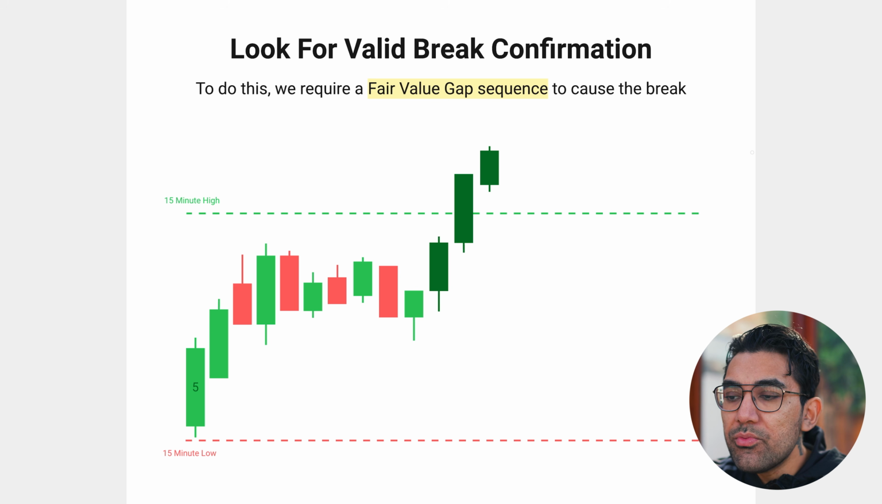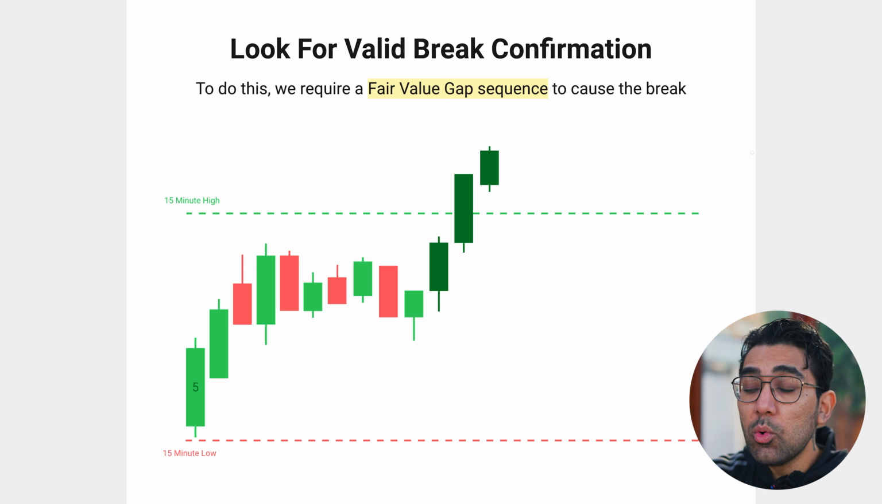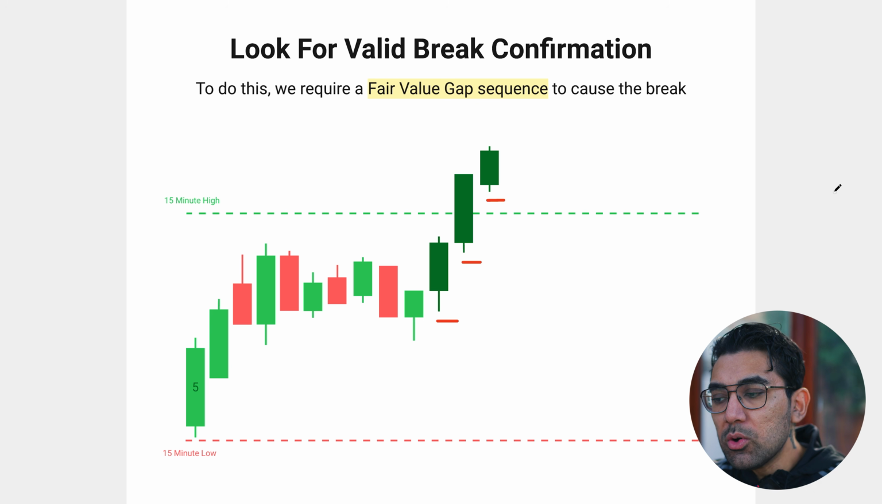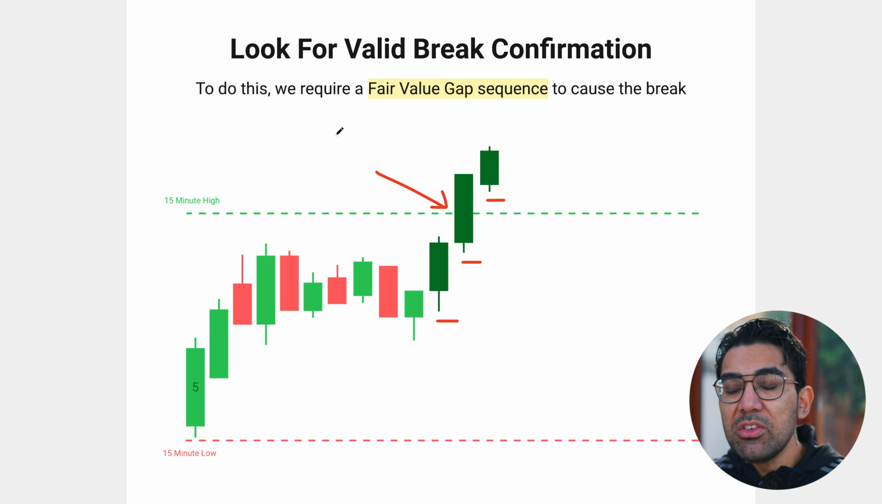So for a valid confirmation break, we require a fair value gap sequence to actually cause the break of the range. So you can see right here, you've got this three candle pattern: candle 1, candle 2, and candle 3. That is what we call a fair value gap. And you can see that that sequence is actually breaking outside of the range. You can see that second candle right there is breaking the range. So that's what we're really specifically looking for.